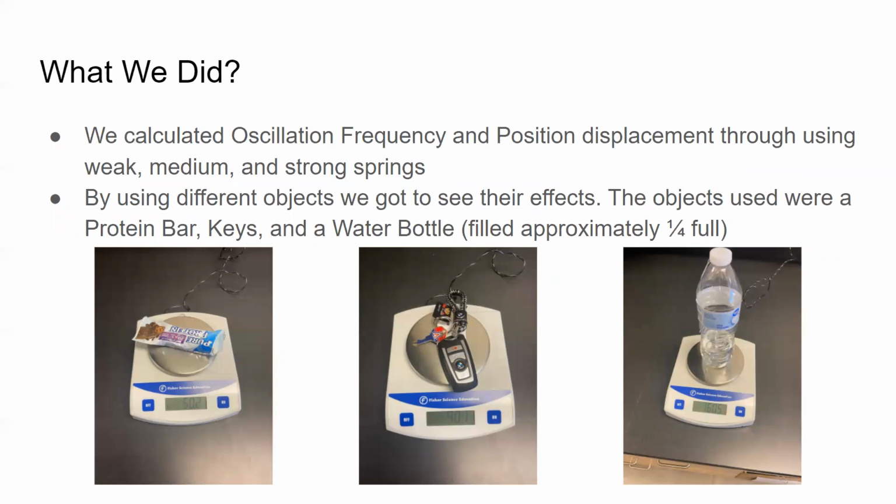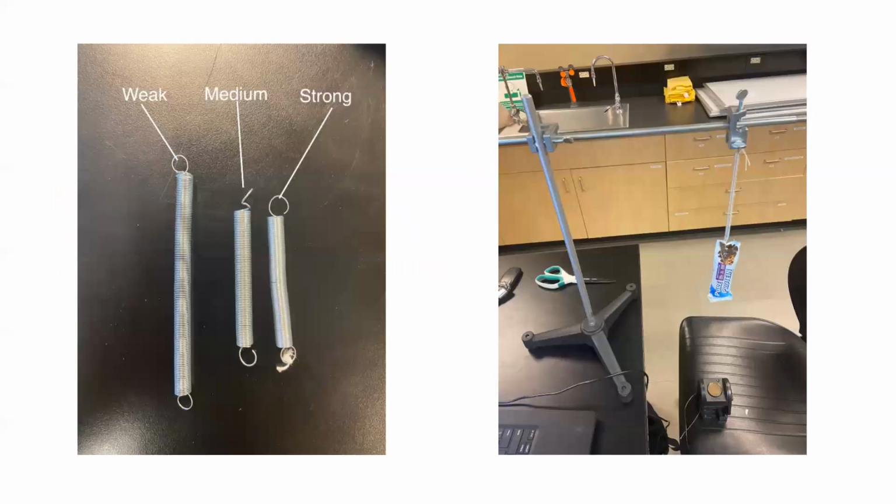What we did in the slide, we created a spring mass system to show oscillation. This involved looking at the spring stiffness, spring length displacement, and the mass of the hanging object. These objects included a protein bar weighing 50.2 grams, some keys weighing 90.1 grams, and the quarter-filled water bottle weighing 160.5 grams. The springs involved were a weak spring, a medium strength spring, and a strong spring. The picture on the right shows the experiment setup.